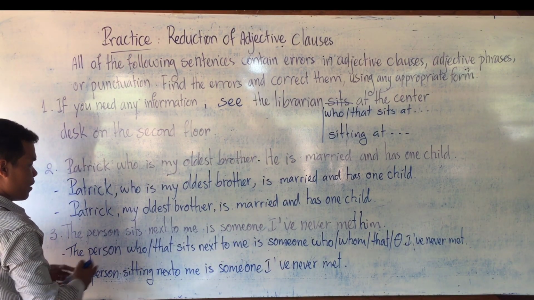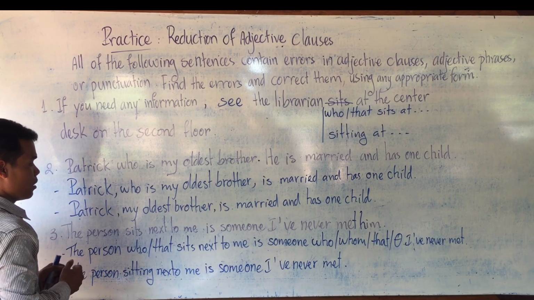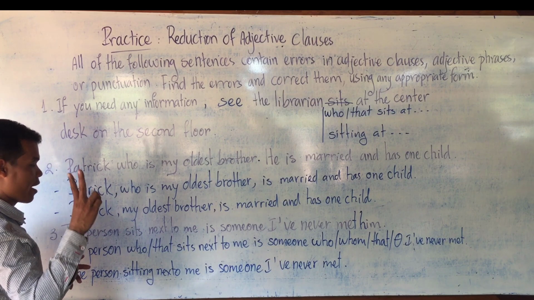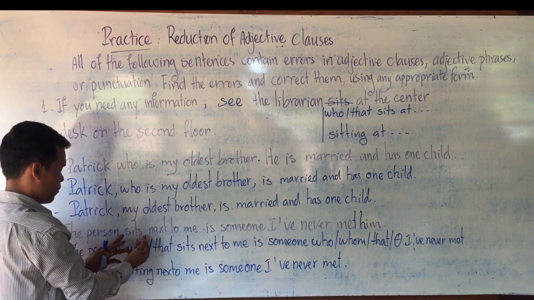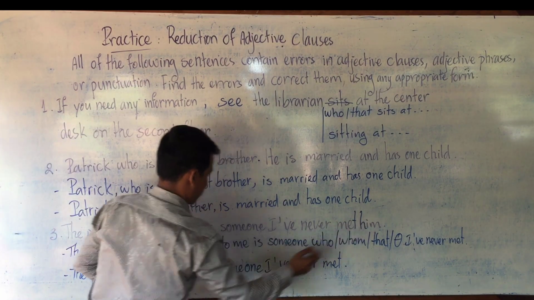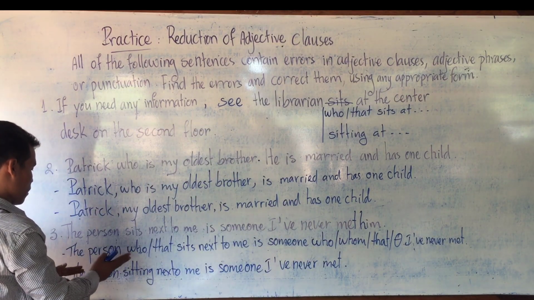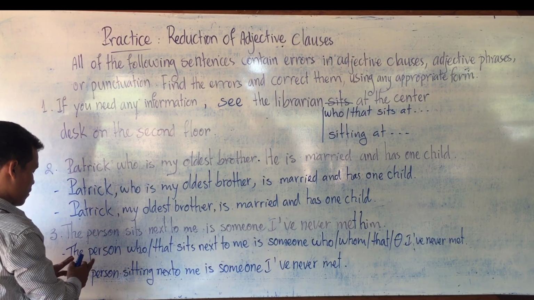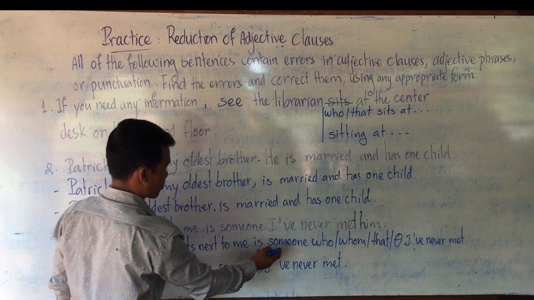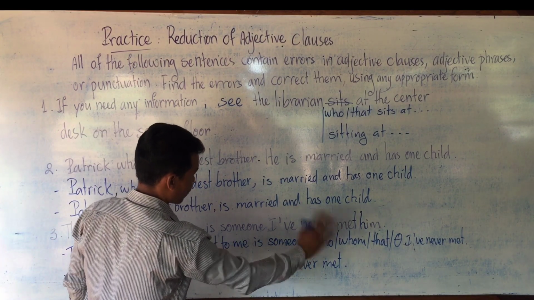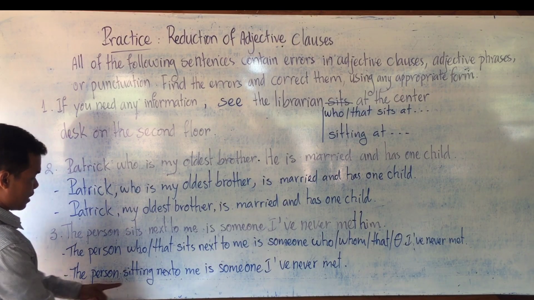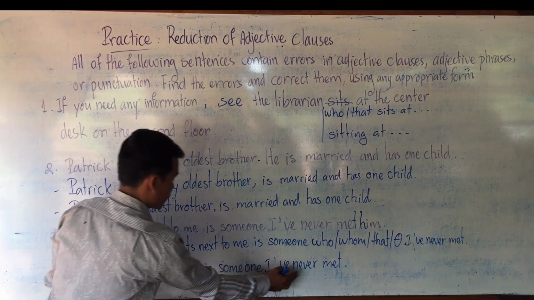And number three, we also have two ways in order to correct the error. But number three contains two errors. One is with the relative pronoun he is, the other with him. So we can correct it by writing like this: the person who or that sits next to me is someone whom, that, or no need to use it, I've never met. Number two, the person sitting next to me is someone I've never met.